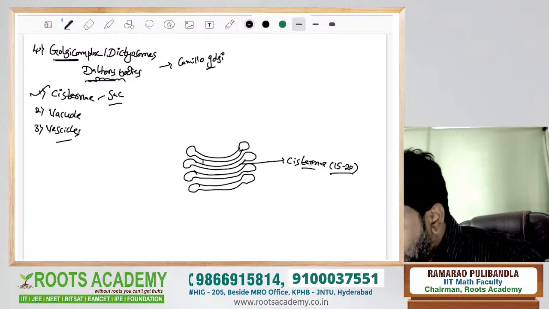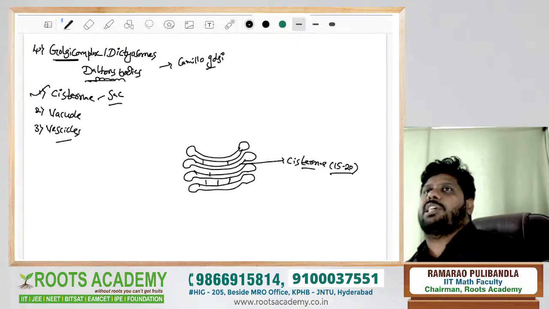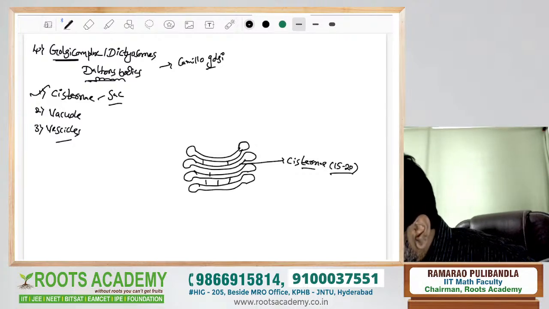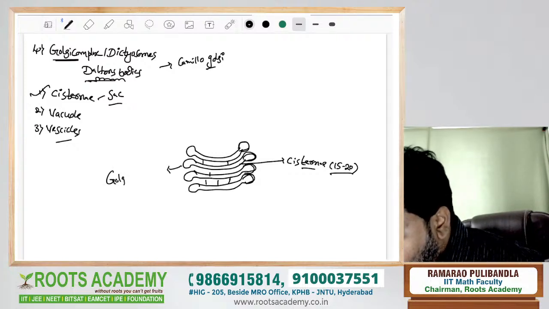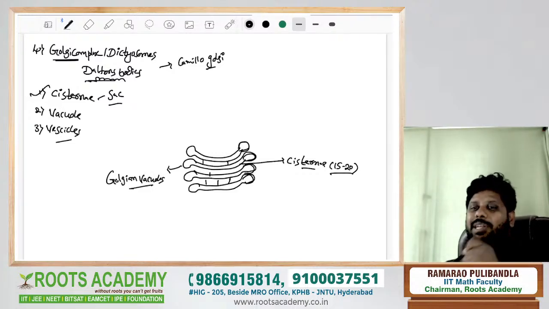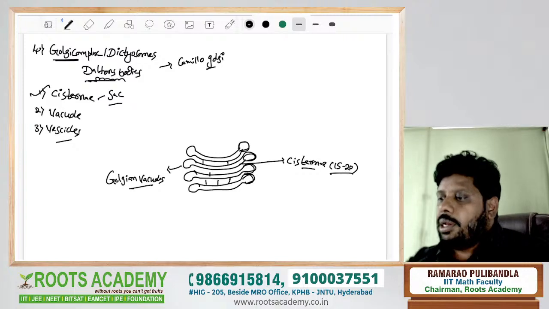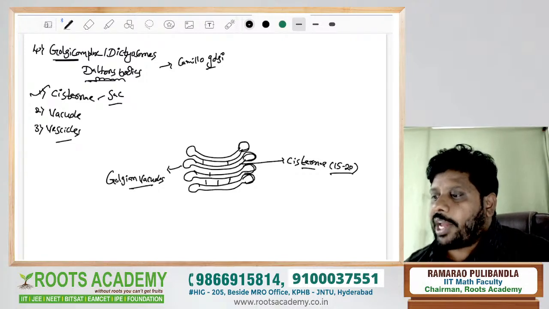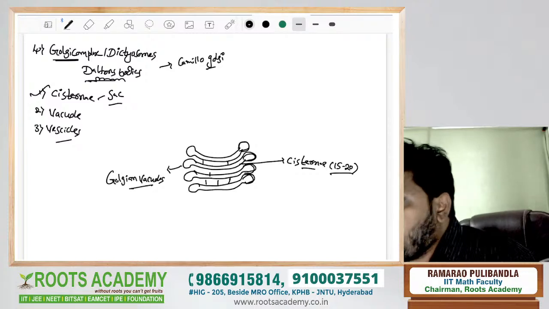And these are interconnected with each other. All cisternae are interconnected with each other. And the tips of the cisternae are swollen. The tips of the cisternae present in a swollen condition are called Golgian vacuoles. Okay?